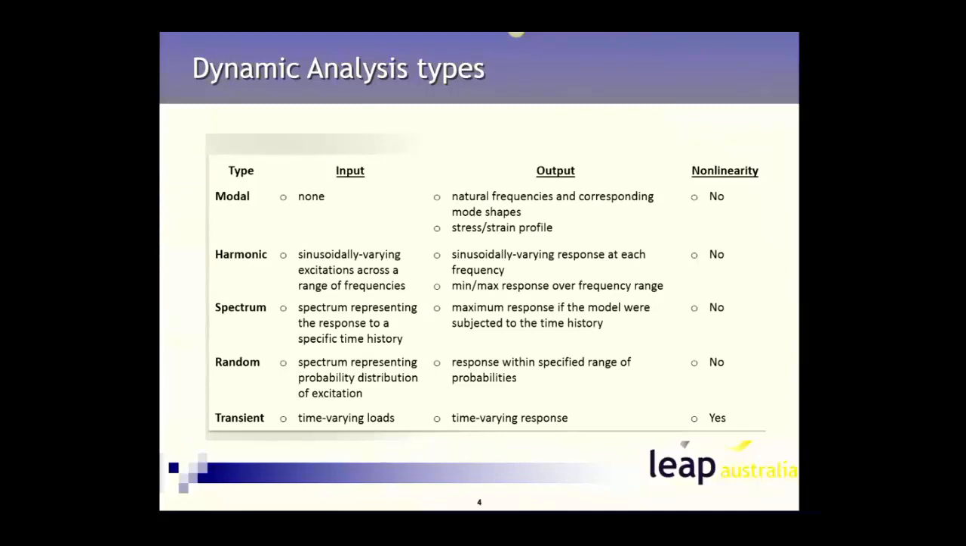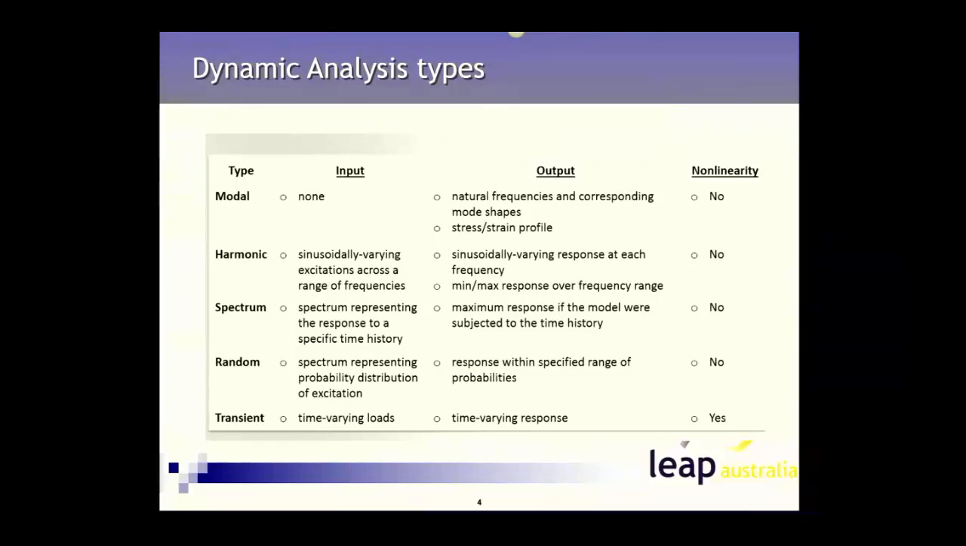So a spectrum analysis and a random vibration analysis, these are both frequency domain simulations. So you take a time domain signal and you basically break it down into a frequency domain signal. So for some cases you can do that. So it's a much quicker solution.